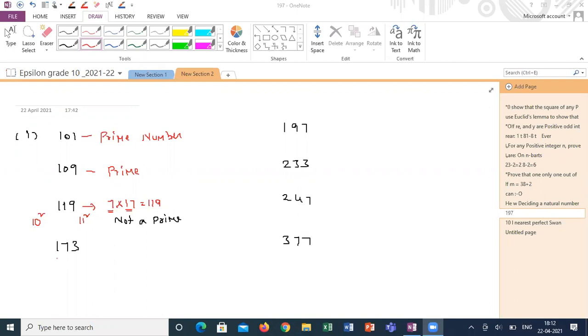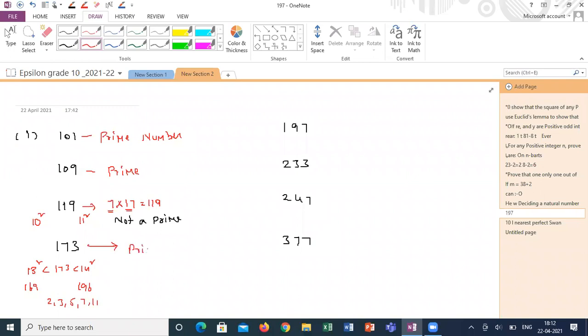Tell me, 173 is lying between which perfect squares? Sir, 13 squared and 14 squared, sir. That means 169 and 196. So what are the possible numbers here? 2, 3, 5, 7, and 11, sir. Yes. So the answer is prime, sir.